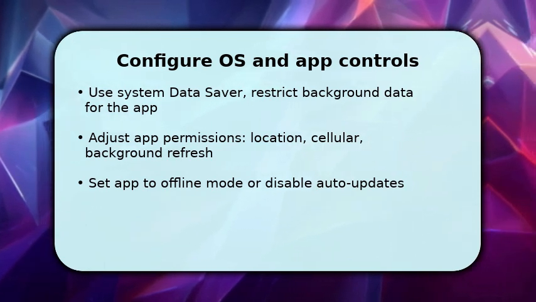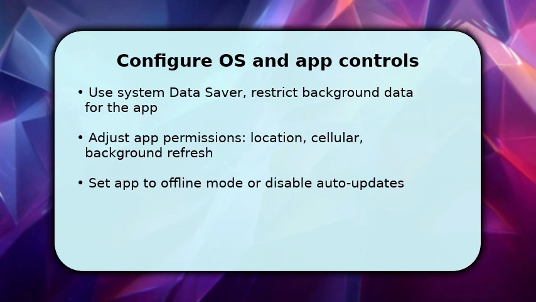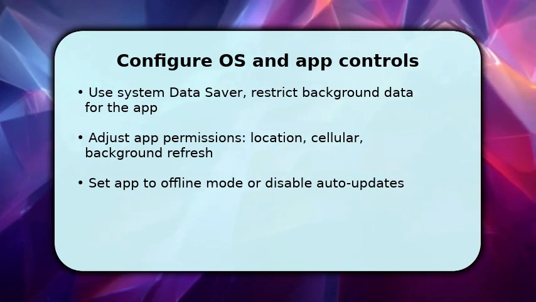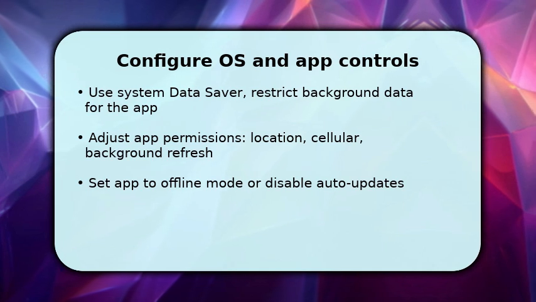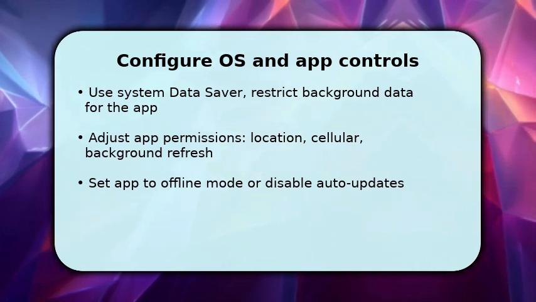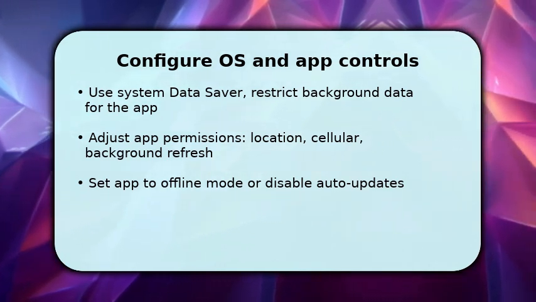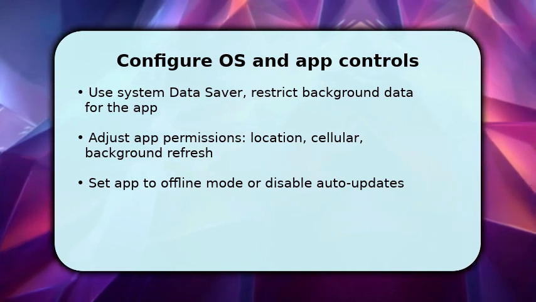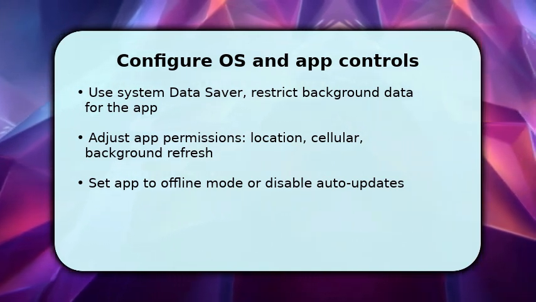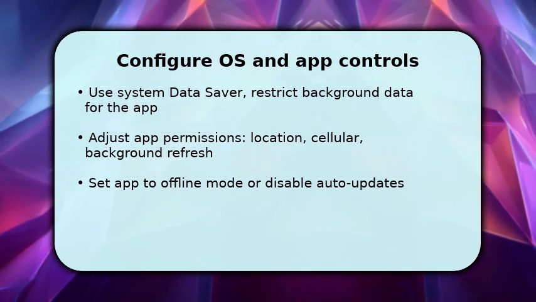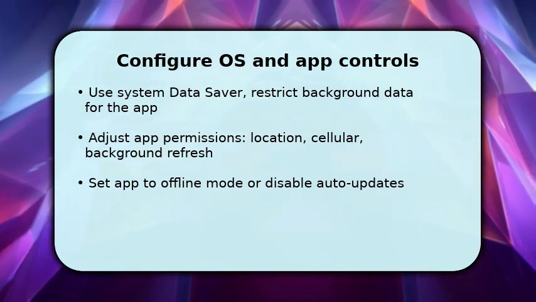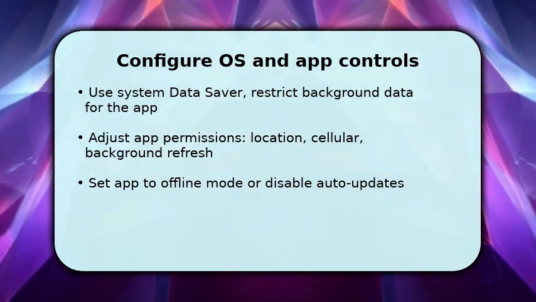Also open the app's permission pane and revoke cellular data, background refresh, and any location or sync permissions you don't need. If the app supports an offline mode or manual sync, switch it on and make sure auto updates are disabled. These controls reduce network access and prevent unexpected uploads or downloads while you continue.